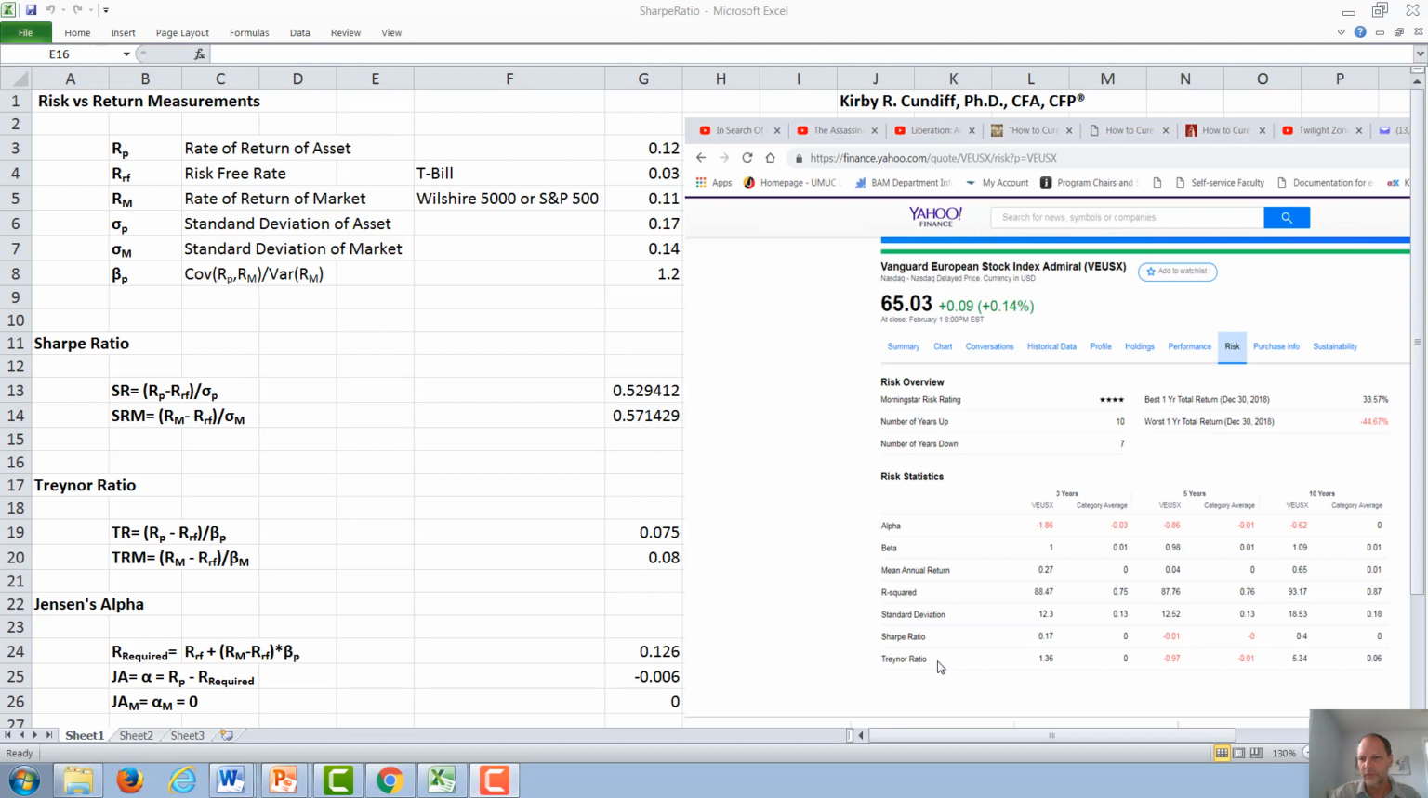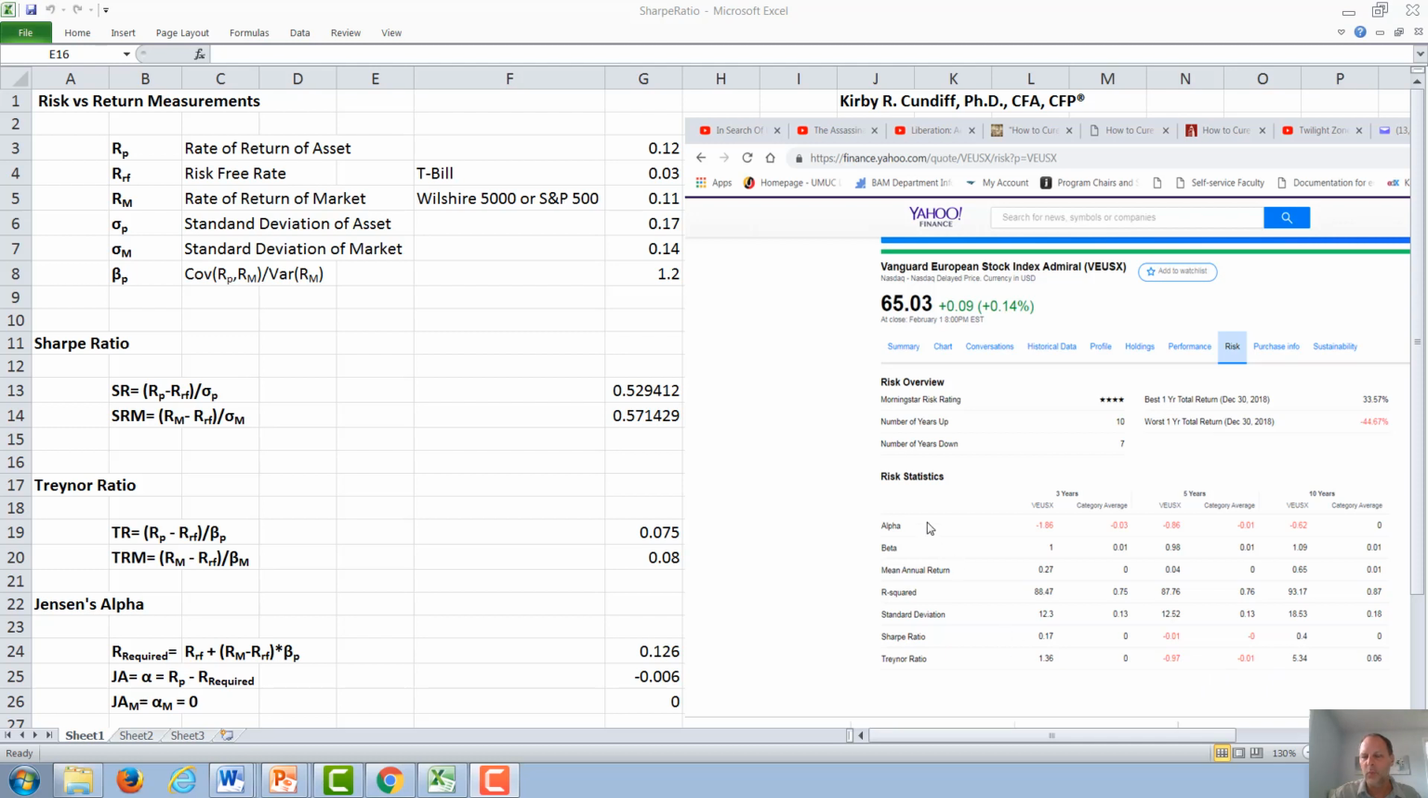The Treynor ratio is a similar type of measurement, now using the rate of return of the portfolio minus the risk-free rate, which we want high, over the beta, the risk measurement, which we want low. And once again, under the Treynor ratio, the 10-year rate of return is reasonably good. The 5-year is negative, bad. The 3-year isn't too great.